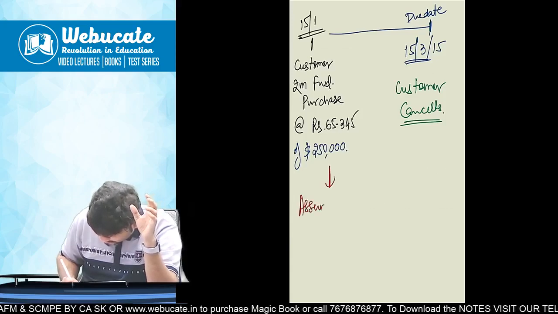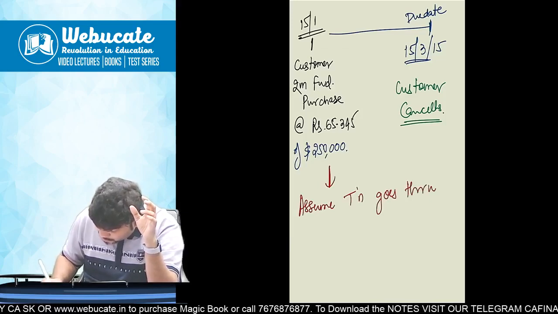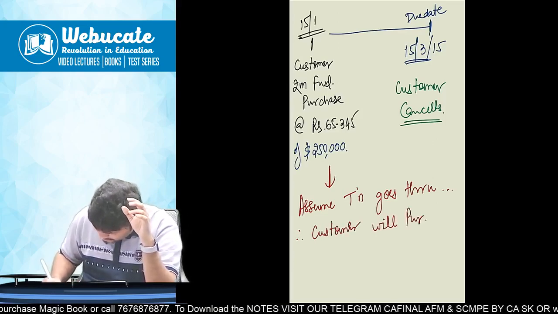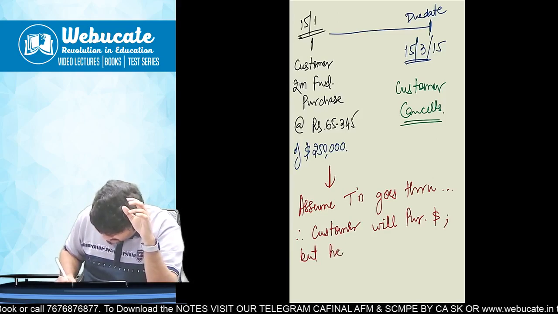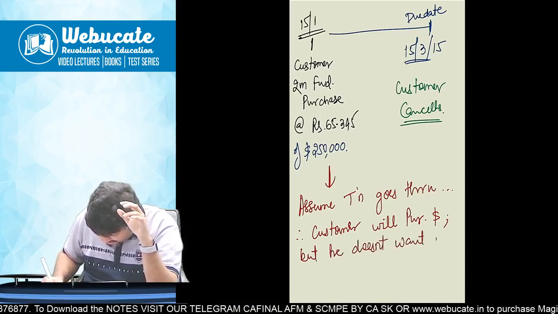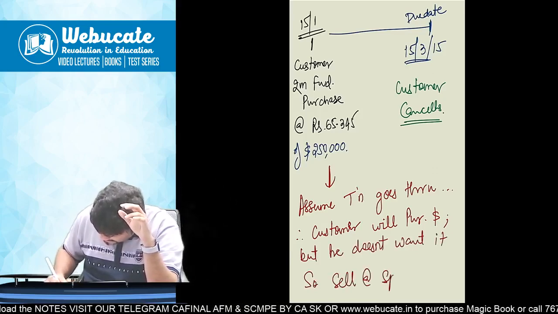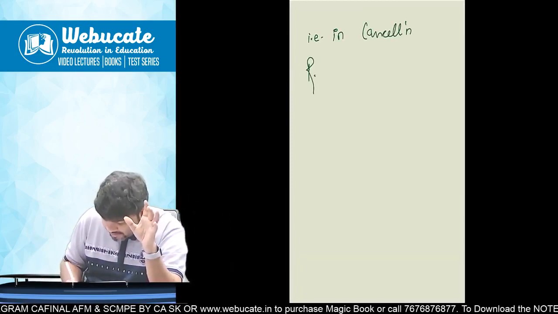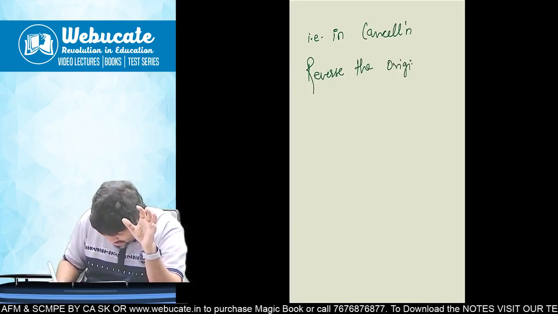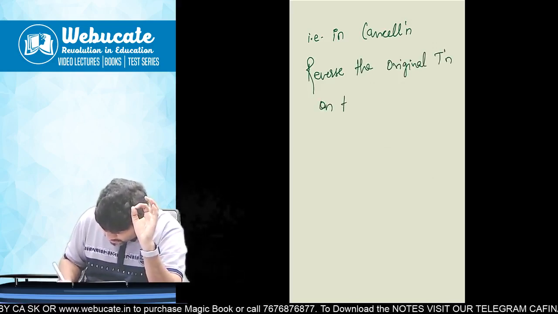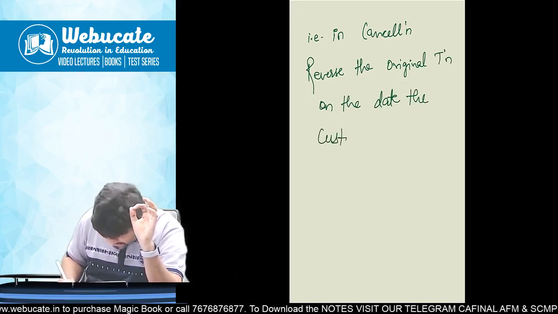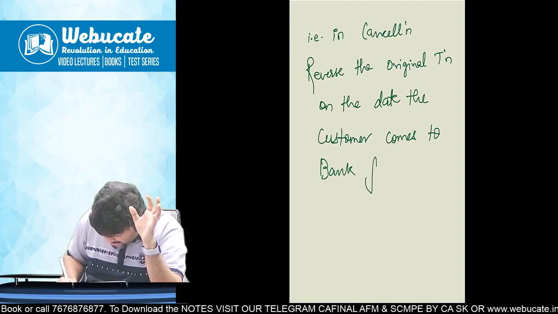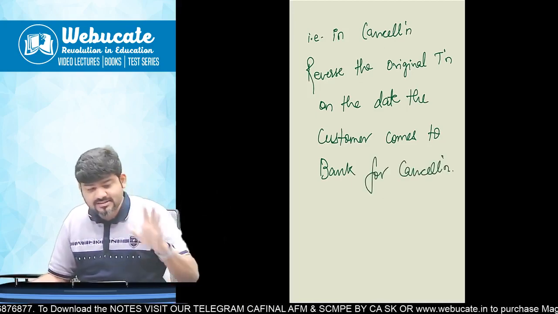So, assume the transaction goes through. Therefore, the customer will purchase dollars. But he doesn't want it, so sell at spot. That is, in cancellation, reverse the original transaction on the date the customer comes to the bank for cancellation. Got it, guys? Easy peasy lemon squeezy.